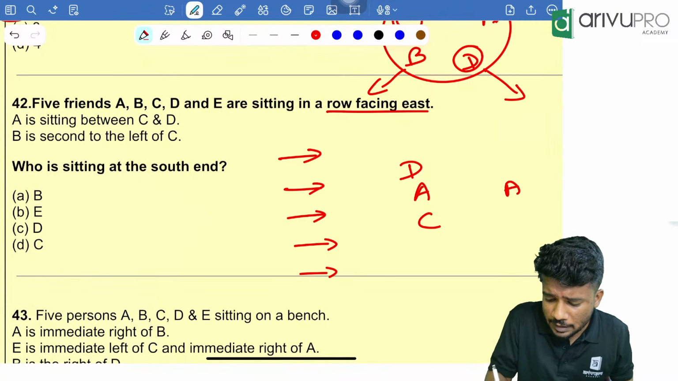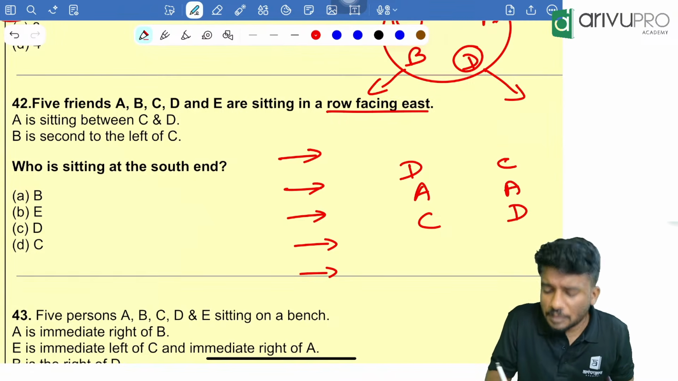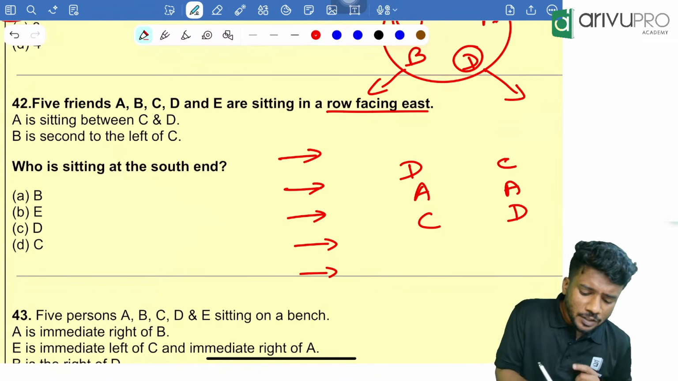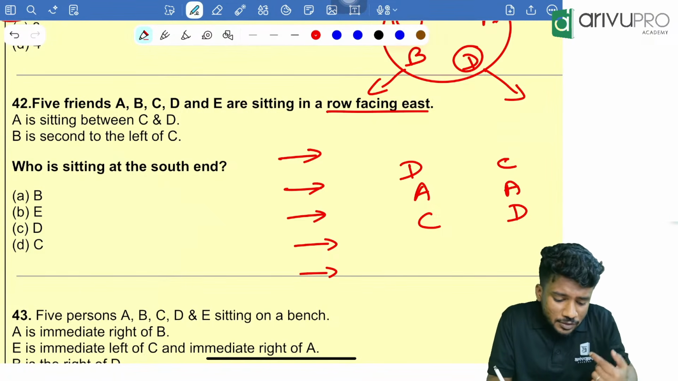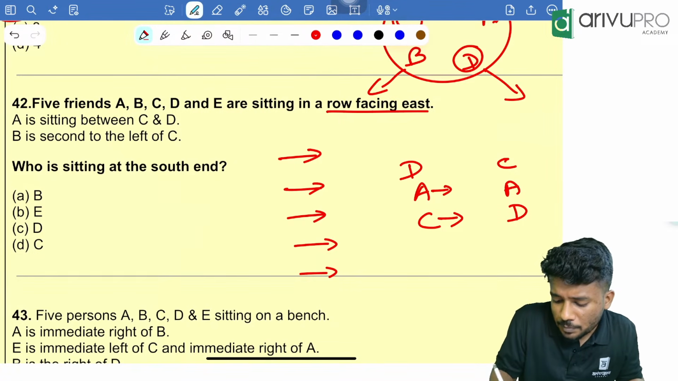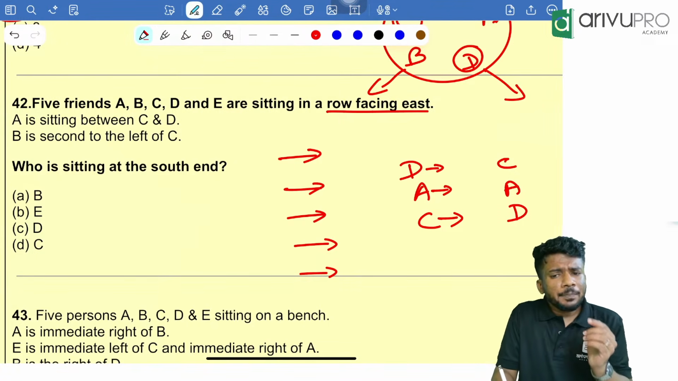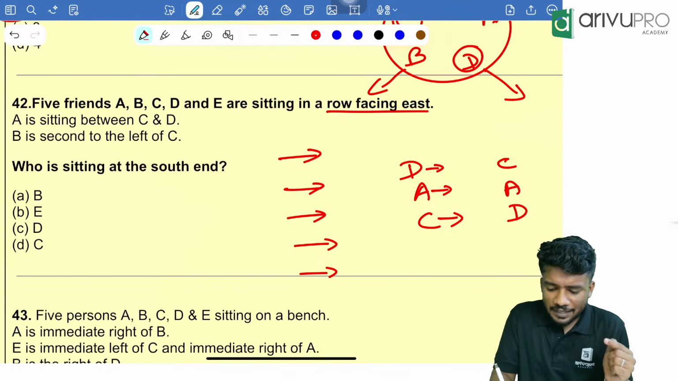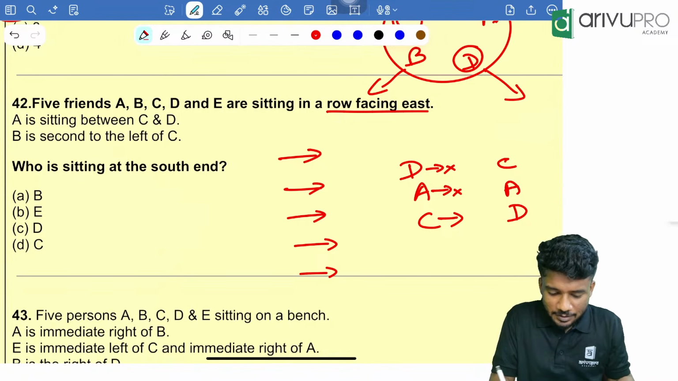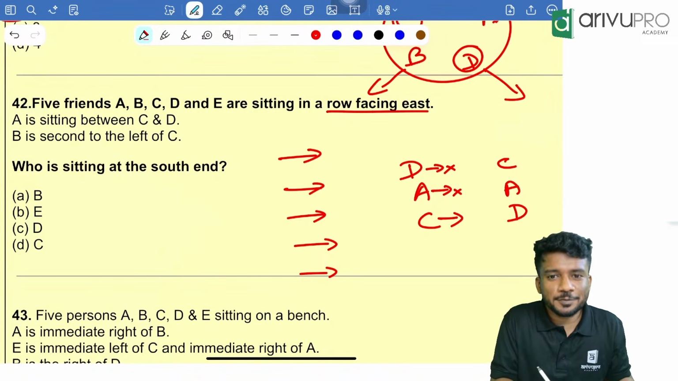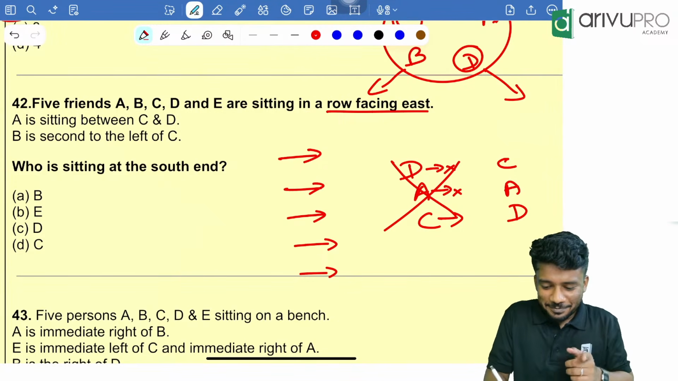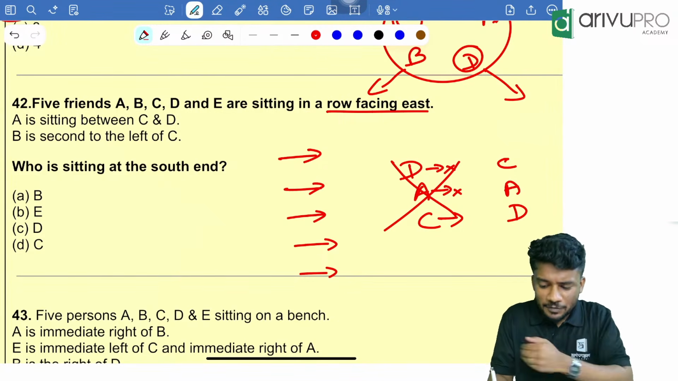Or I can write A is seated between C and D. These two possibilities are there. Okay. Now, B is second to the left of C. Second to the left means what? Now look here, people. A person looking towards east. Left side means upside, right? First, second. So B is second to the left of C. Is it possible in this case? No, it is not possible. That means this assumption is wrong. We will go with the next assumption.